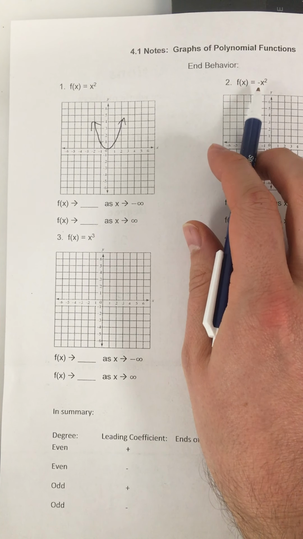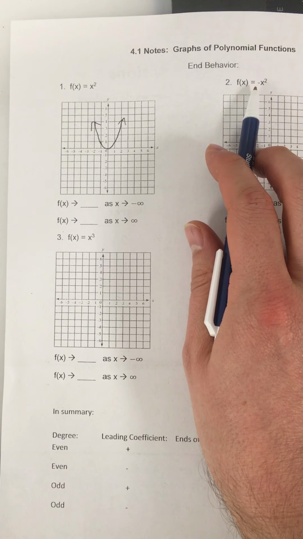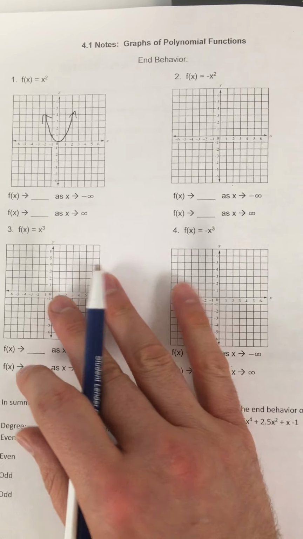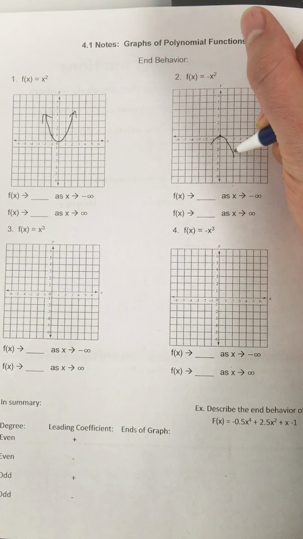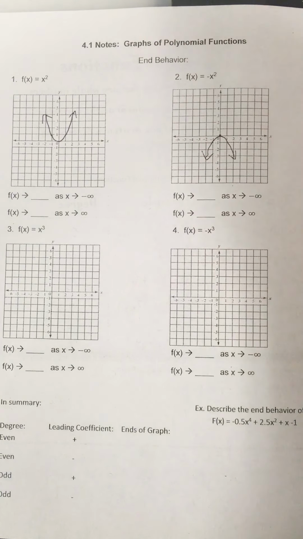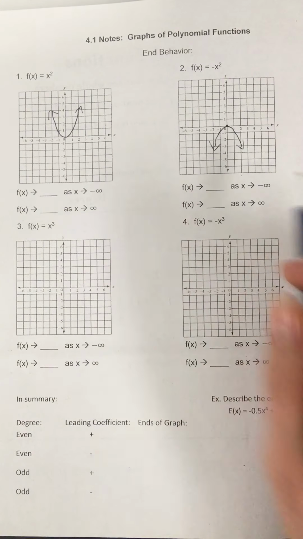Now if it has a negative x squared, that's also a parabola, but how's that parabola different? It's reflected, it's flipped over. So that would be a parabola opening down, going down on both ends. So let's just draw the graphs and then we'll come back and talk about what this stuff means.